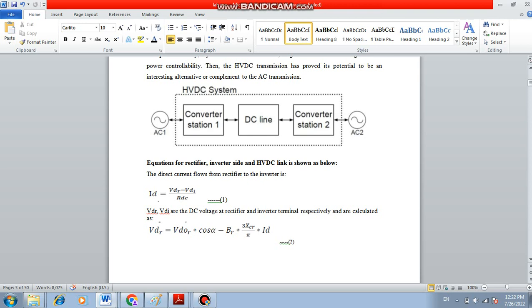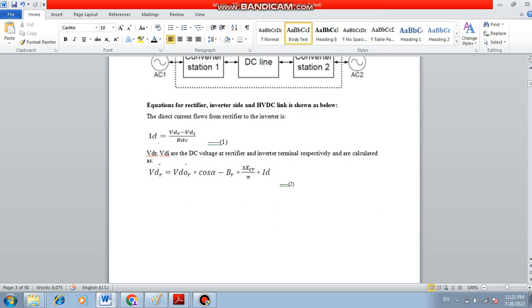These are the equations governing the rectifier, inverter side, and the HVDC link. The direct current flows from rectifier to inverter, that is ID equals (VDR minus VDI) divided by RDC. VDR is the output DC voltage of converter station 1 and VDI is the input voltage to converter station 2. Here suffix R represents rectifier, suffix I represents inverter, V represents voltage and D represents DC voltage. VDR and VDI are the DC voltages at the rectifier and inverter terminals respectively, and these are the formulas used to calculate them.